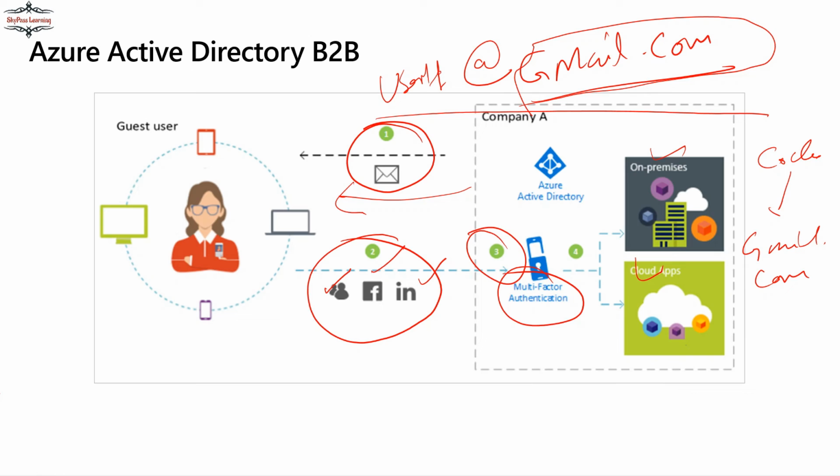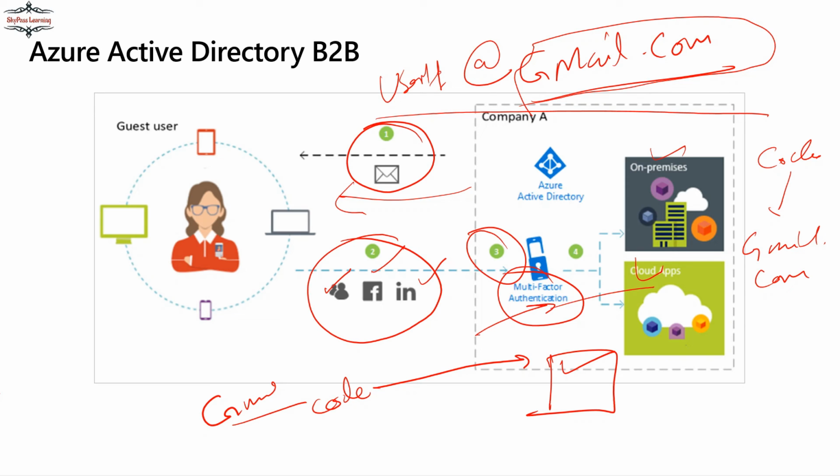Once the code is sent to that particular Gmail account, the user checks the code from that account and puts the code in the Microsoft portal. Once the code is successfully validated, like it's matched, and the identity is authenticated from that code, then the user can access the resources. So we can simply say that the authentication mainly depends on the external identity provider. Could be Gmail, Facebook, LinkedIn, anything is possible.